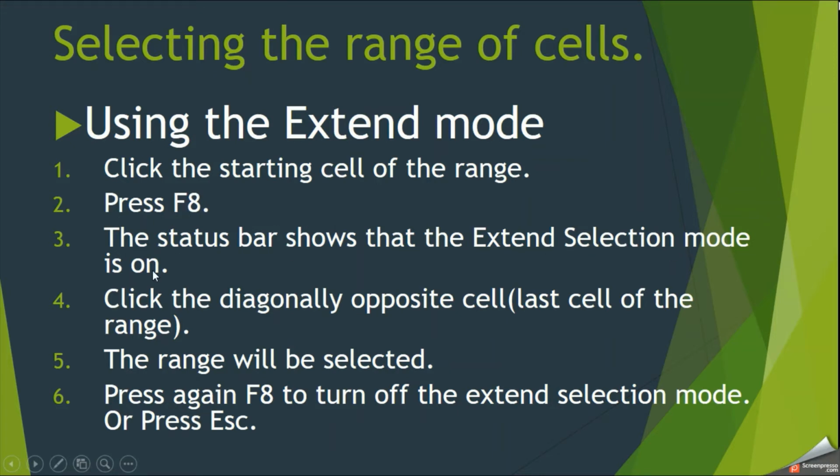Once the extend selection mode is on, I can directly click on the last cell till where I want to select the range of cells, and then the range will be selected automatically. And to turn off the extend selection mode, I need to press F8 again or the escape key. Yes, let's see now.